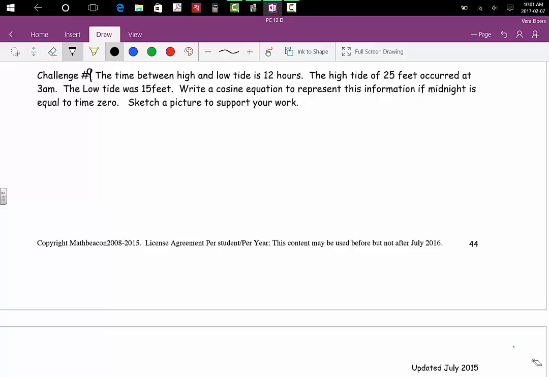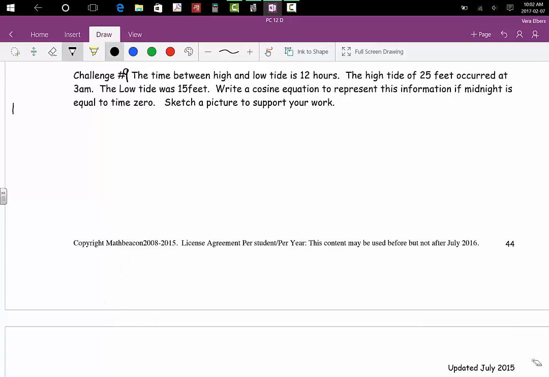Okay, so let's start by drawing in a grid for our graph, and we're going to take a look at the period first so that we have an idea of how long our x-axis should be and what it should go up to. It says that the time between high and low tide is 12 hours. Now, one period would either go from high tide to high tide or low tide to low tide. So they're giving us a 12-hour period for high to low tide. To go from high to high would then be twice as long, and so our period is 24 hours.